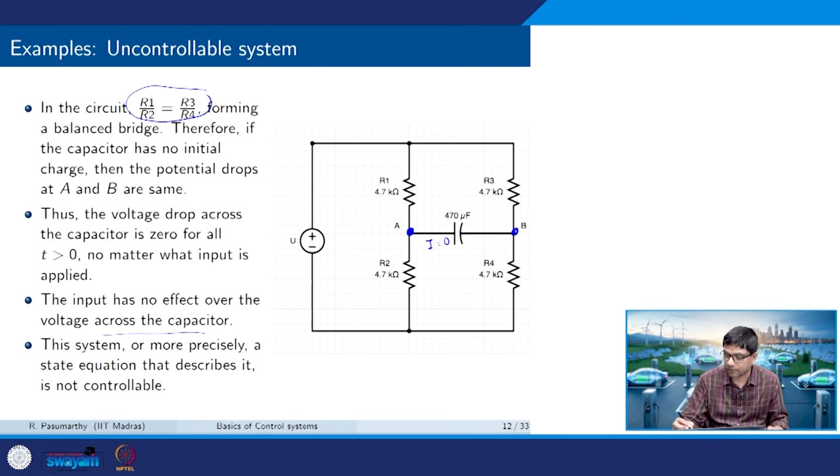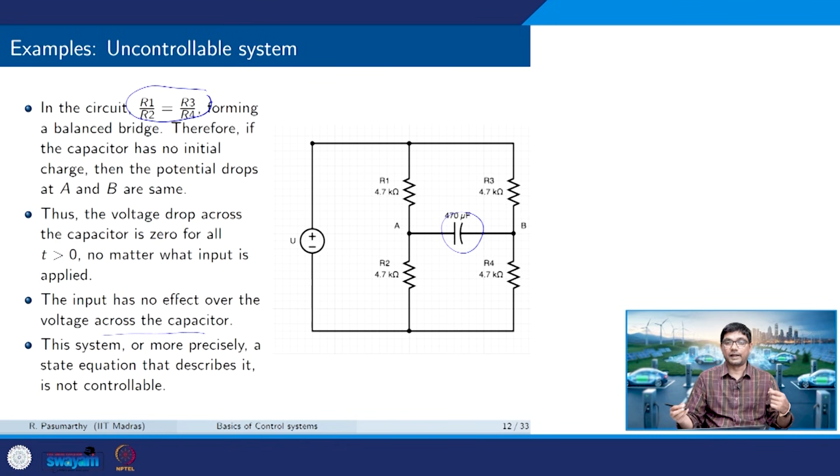Say here, instead of a capacitor, I have a battery and a circuit like this to charge the battery. You will never be able to charge the battery because there is no current flowing through that part of the element here. So for this system, I will not write down the state equations, they should be simple to write, but what we can see from here is that this system is not controllable.